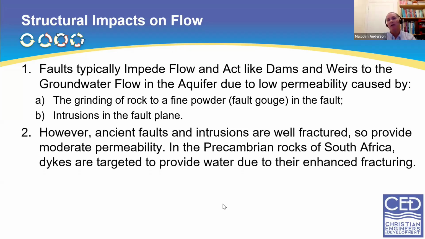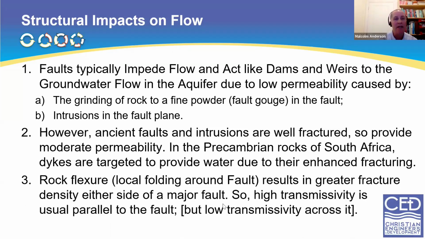However, ancient faults and intrusions are well fractured, so they provide moderate permeability, because the whole fault system becomes lithified and then gets flexed and broken over time. Dikes or other intrusions in the Precambrian are actually targeted by South African hydrogeologists to provide water, because they have enhanced fracturing compared to the Precambrian rocks outside the intrusions. That's because you've got a narrow rock with a different rock type, and as you flex it, that's the bit that cracks. So it's not always the case that faults are impermeable.